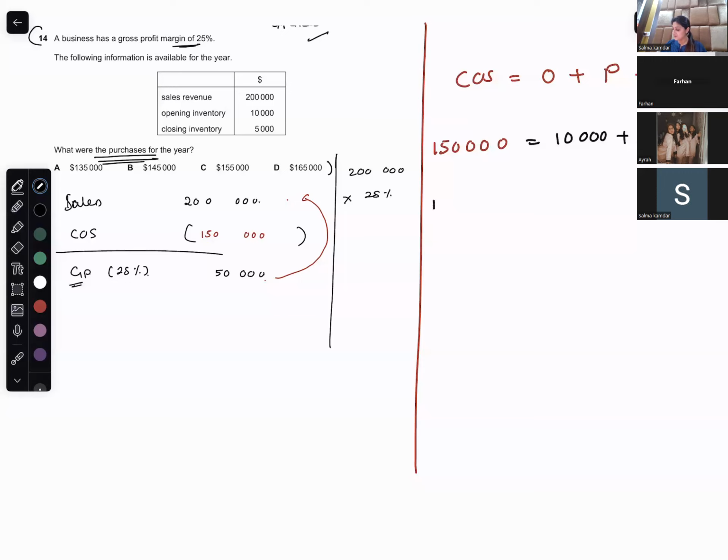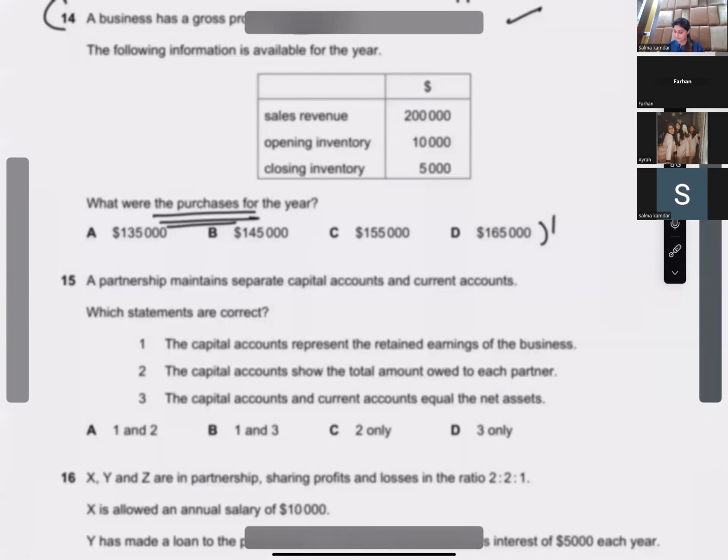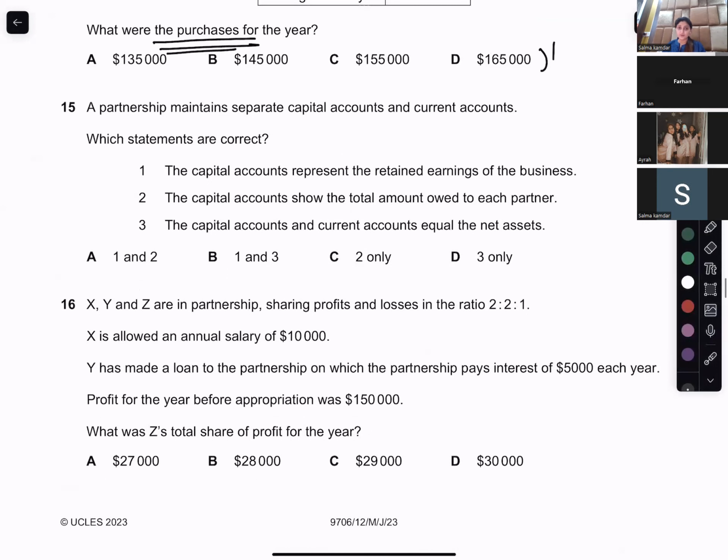5,000. So you minus 10,000, add 5,000. Minus 10,000 plus 5,000 will be 145,000 equal to P. This will go here, this will become minus 10,000. This will go here, this will become plus 5,000. So what is your purchases? 145. Option B. Right? Farhan, you're with me? Yes. Fine. Go to the next one.